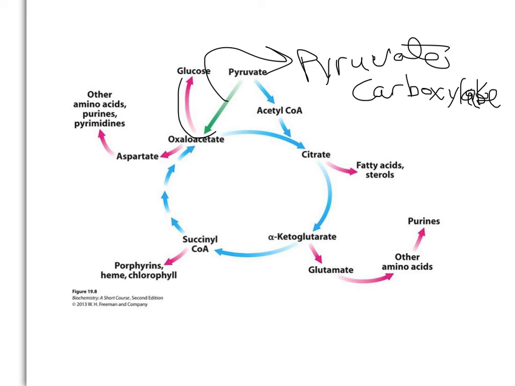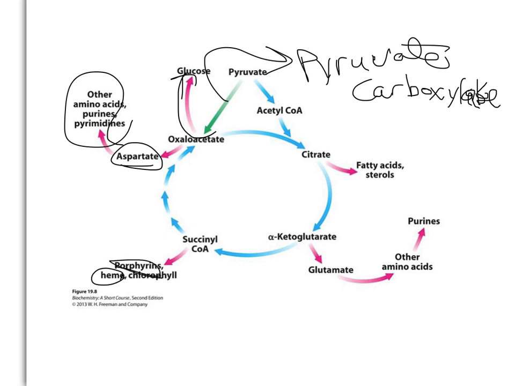Oxaloacetate can also be used to make glucose through gluconeogenesis. It's a thing that we'll talk about during Dead Week, the last thing we cover in this class. Oxaloacetate will be converted to glucose. Then oxaloacetate can also be used to make aspartate, and then aspartate goes on and it can be used to make other groups. Succinyl-CoA, we already talked about, can be used to make heme, other porphyrins.